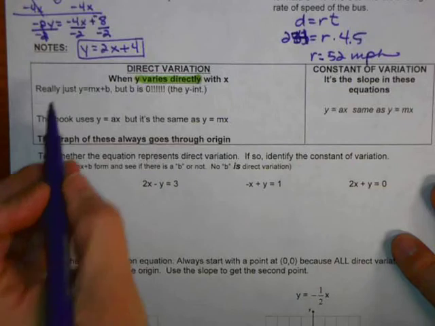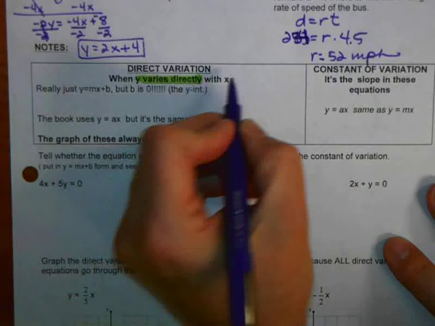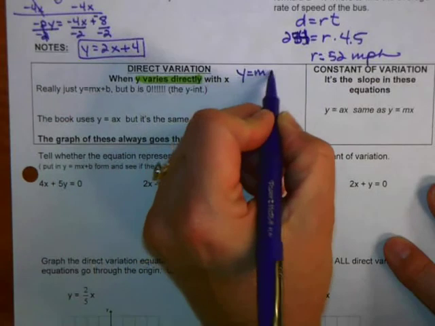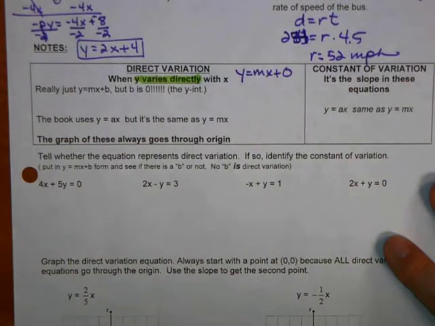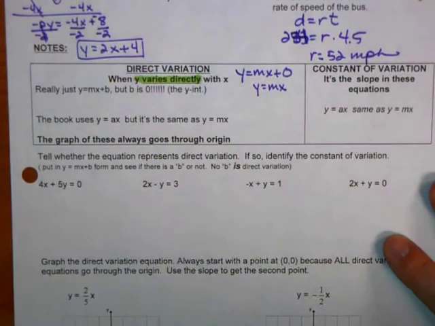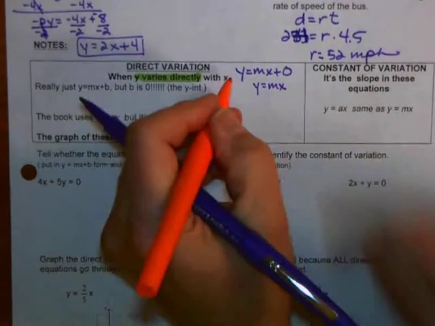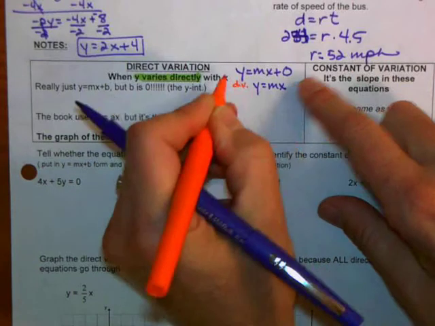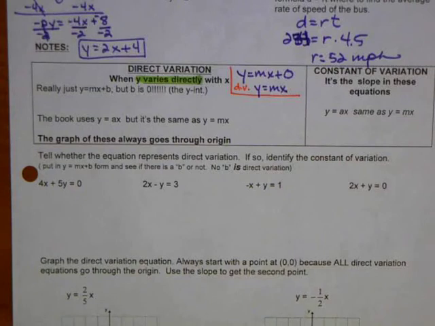What this means is it's really just y equals mx plus b, but b is 0. So if you write this, y equals mx plus 0, would you normally write plus 0 in an equation? No. So it's really just this, y equals mx. That's direct variation. That's it. When the b is always 0, I'm going to put DV here. Direct variation is that equation. So what you have to look for is that the b is 0.